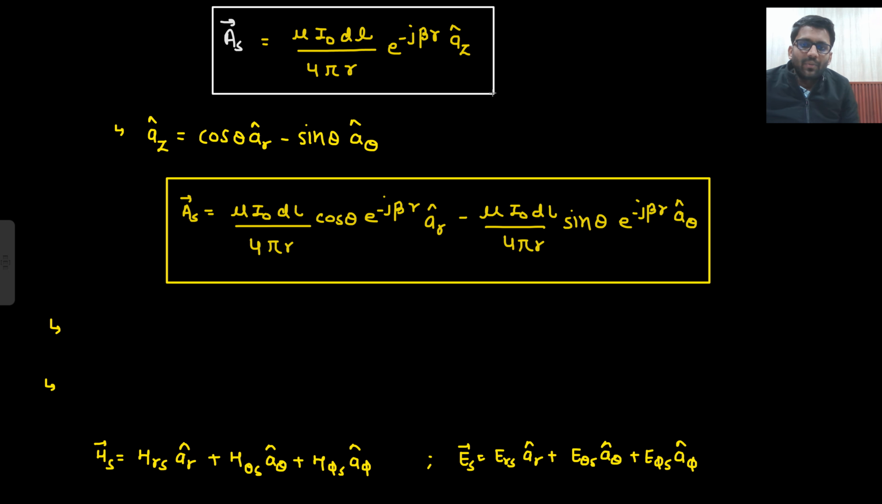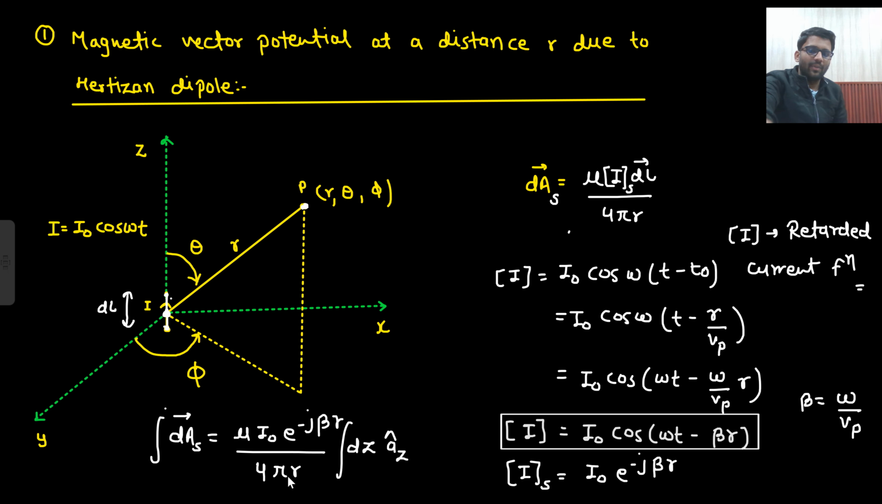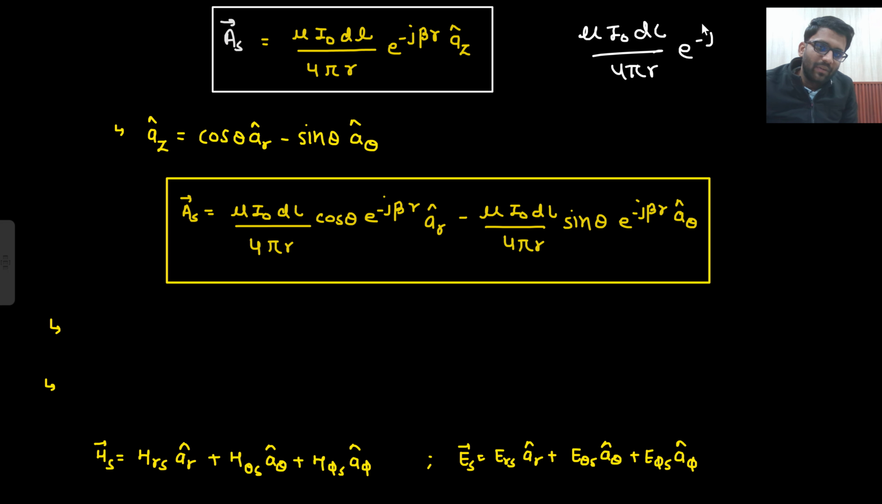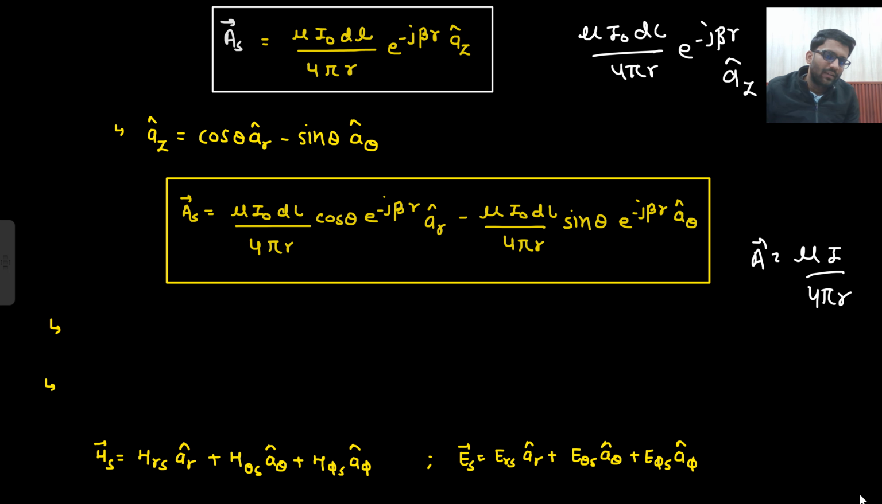This should be there in your mind. What you are getting is mu I naught e to the power minus j beta r upon 4 pi r, and then this is dl. So this is how I remember: mu I naught dl upon 4 pi r e to the power minus j beta r, and in the direction of dl. What is the direction of dl? That is az cap, right? What is the expression of A? Mu I upon 4 pi r, right? Mu I dl upon 4 pi r.